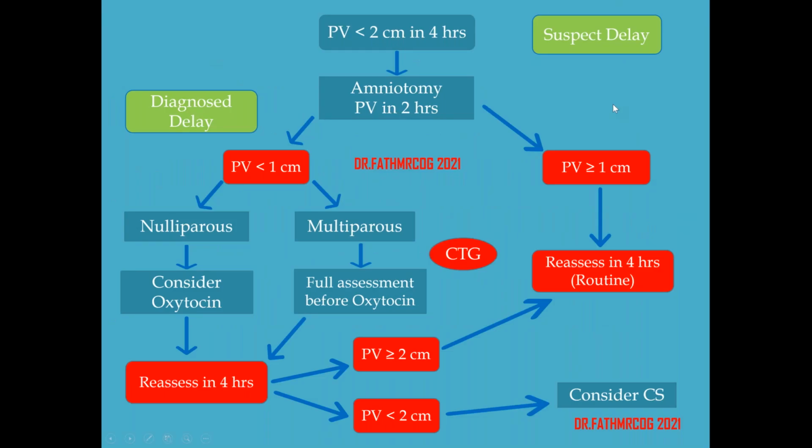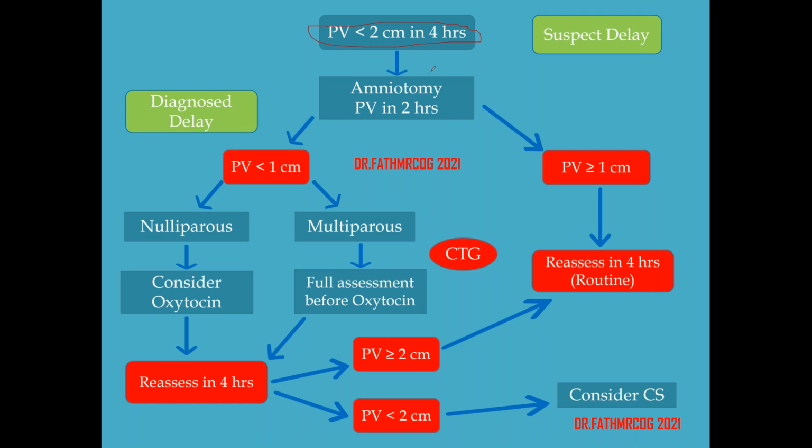Here we'll summarize how to suspect the delay and how to confirm the delay. So if you do PV at 4 hourly and you find it is about 2 centimeters, okay? If you do PV and find it's less than 2 centimeters after 4 hours, you suspect a delay.